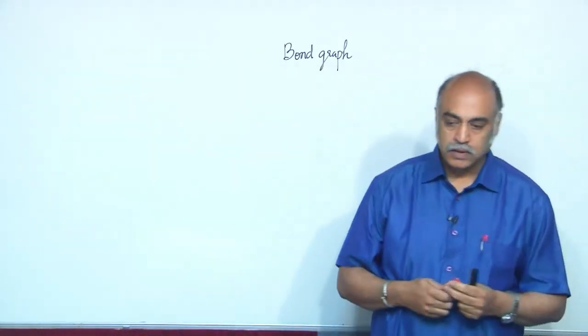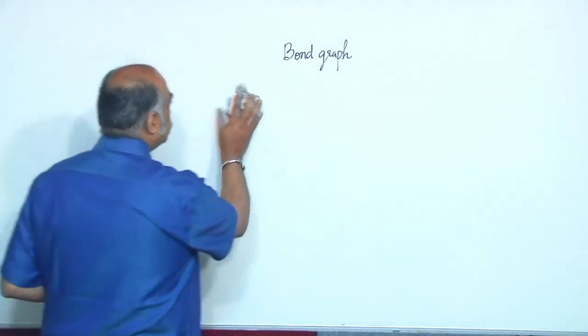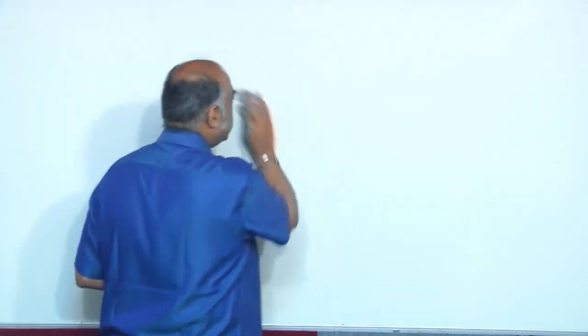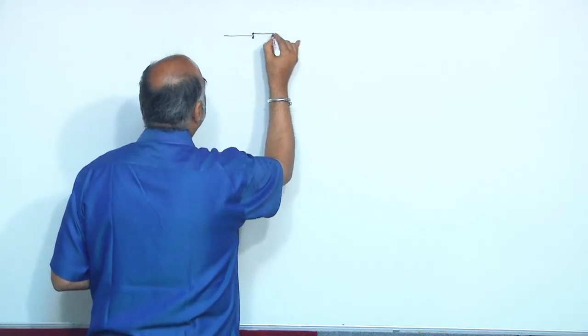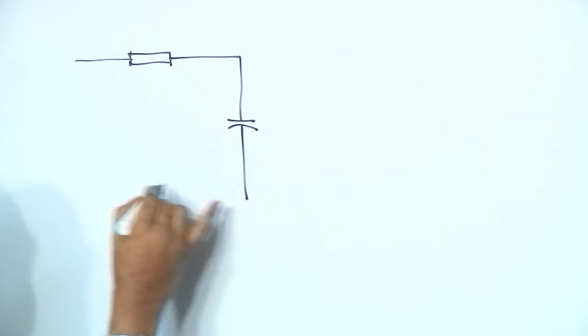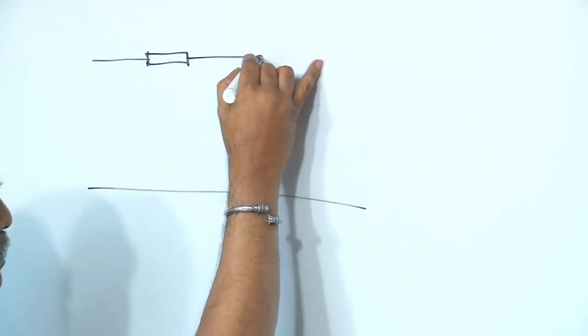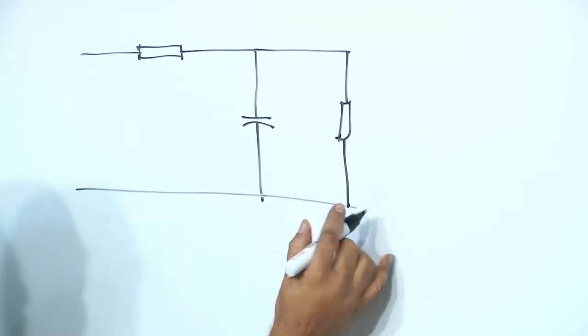Before we go into this Bondgraph method in detail, I just want to take some feedback. Let us say you have a very simplistic system like this, a plant like this.